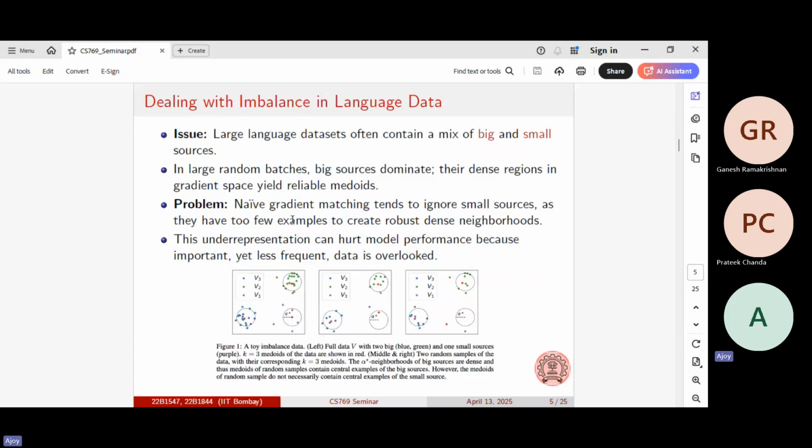Okay, so for dealing with the imbalance in language data, the issue is that, like I told you, some sources have a large number of examples and some sources have a small number of examples. So when we try to select medoids for this imbalanced data set, we majorly get those medoids which are from the big sources, and the small sources are not taken into consideration much. This causes an underrepresentation of the small sources, and so the model performance is not good.